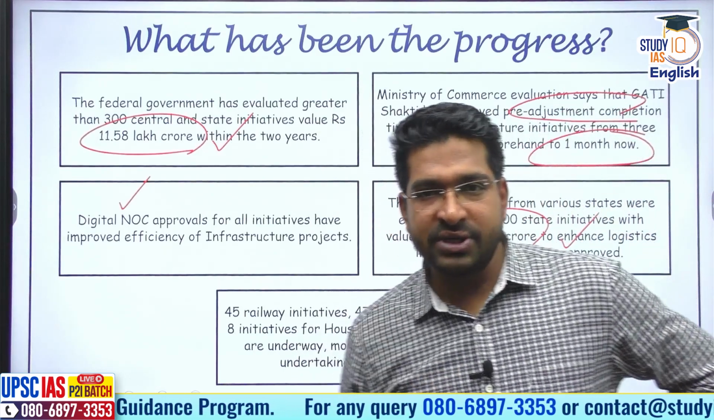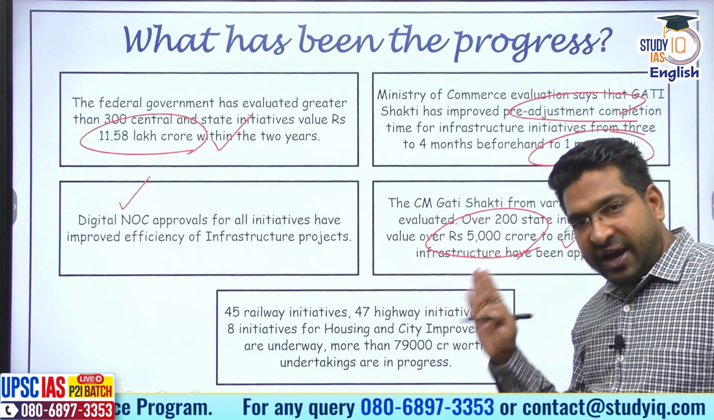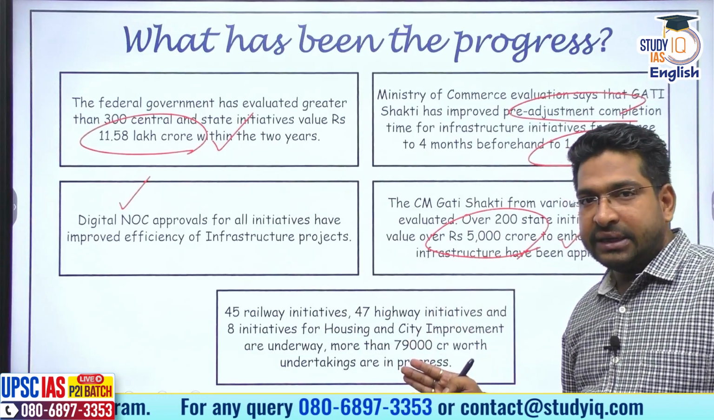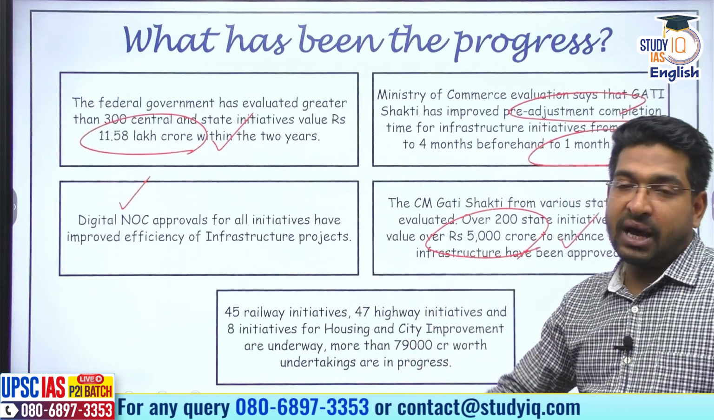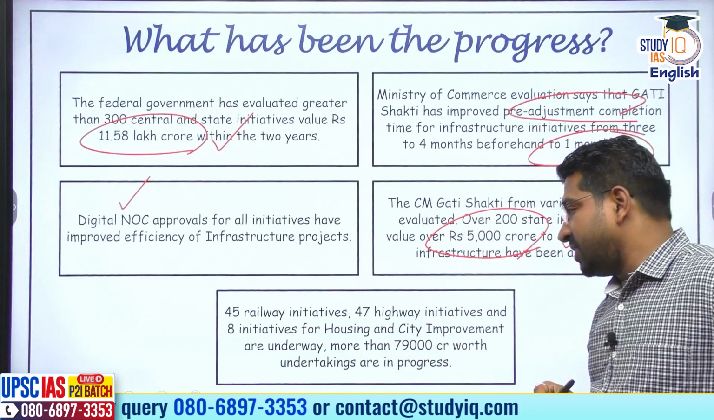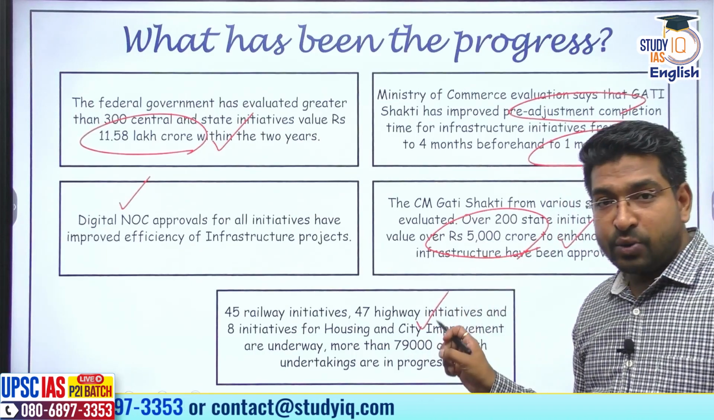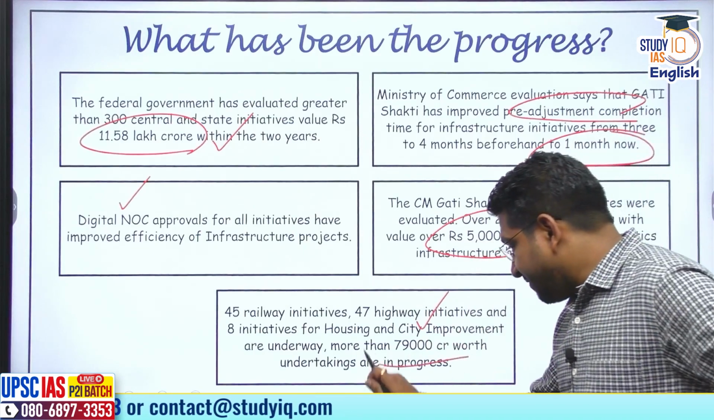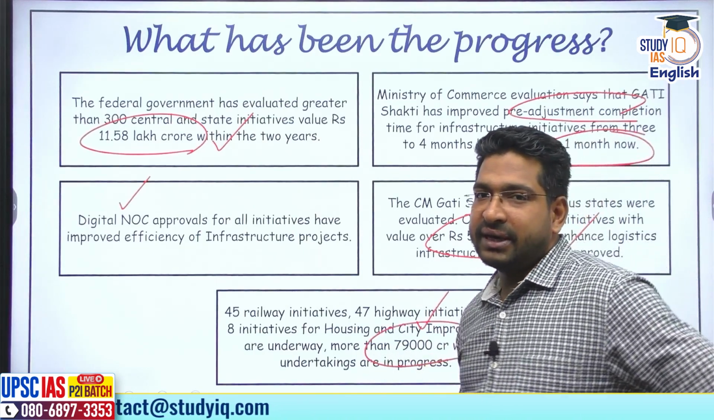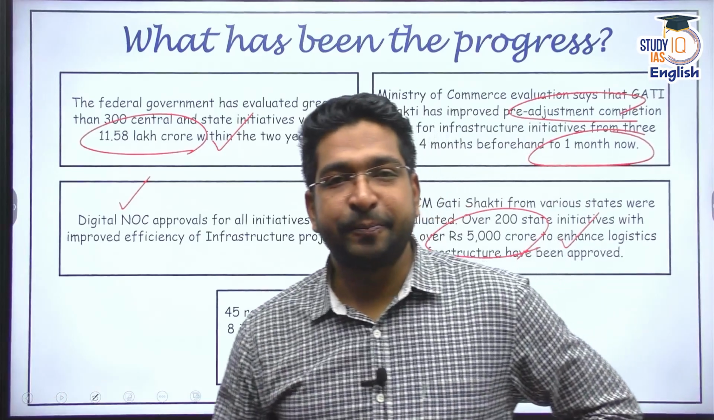Today, in the last 2 years, under the PM Gati Shakti plan, 45 railway initiatives are already up and running. That means the projects are in advanced phases. 47 highway initiatives and 8 initiatives for housing and city improvement are underway. Only for housing and city improvement, 79,000 crore worth of undertakings are already on the way.